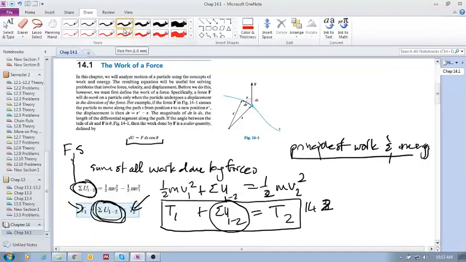Alright, so in the previous video we saw that where we're actually headed is this equation here. It's T1 plus the sum of all the work done by the forces is equal to T2. This is the principle of work and energy, and it involves these two terms that are the kinetic energies of the particles, half mv2 squared and half mv1 squared, and this refers to the sum of all the work done by all the forces acting on that particle.